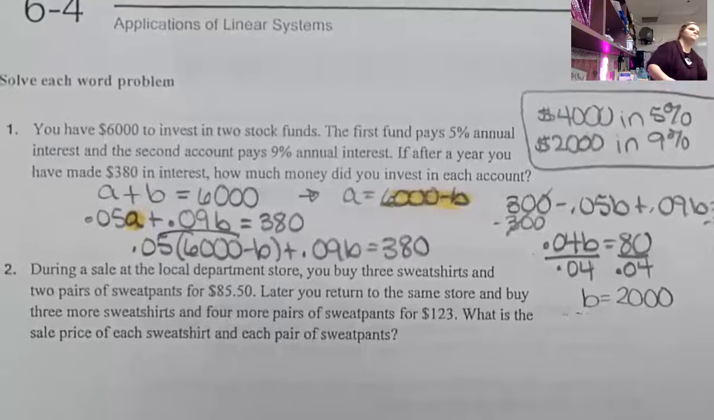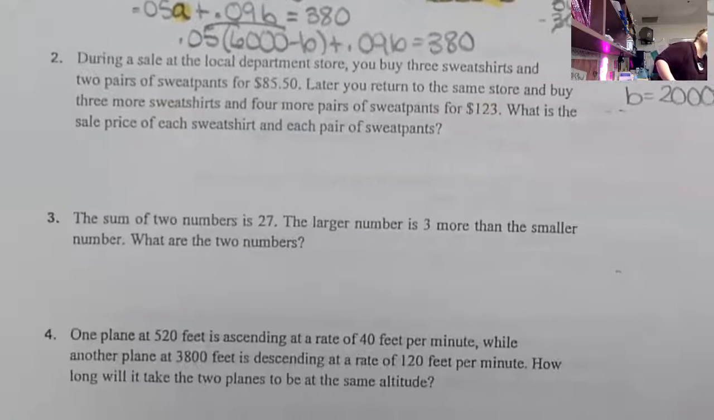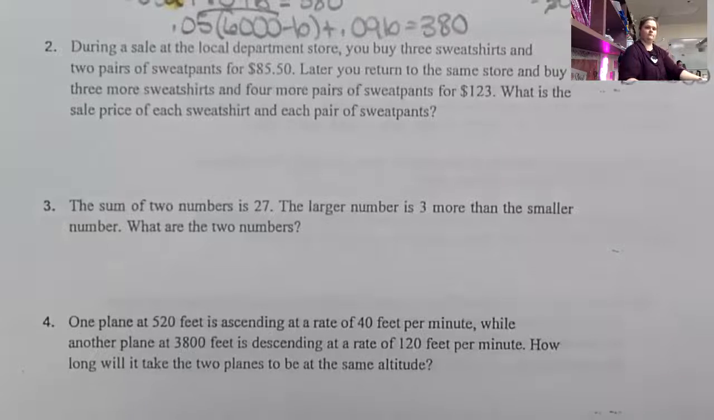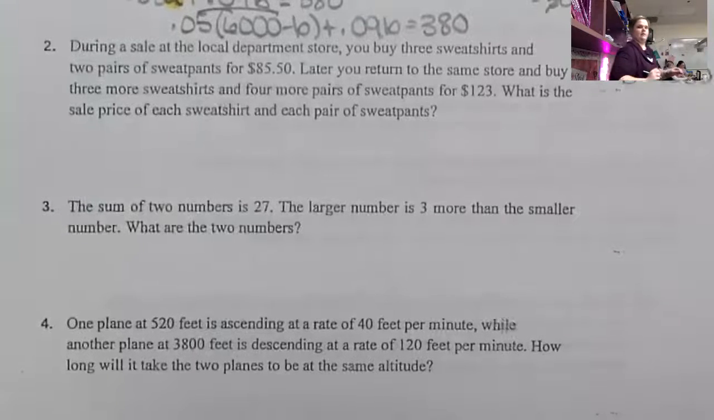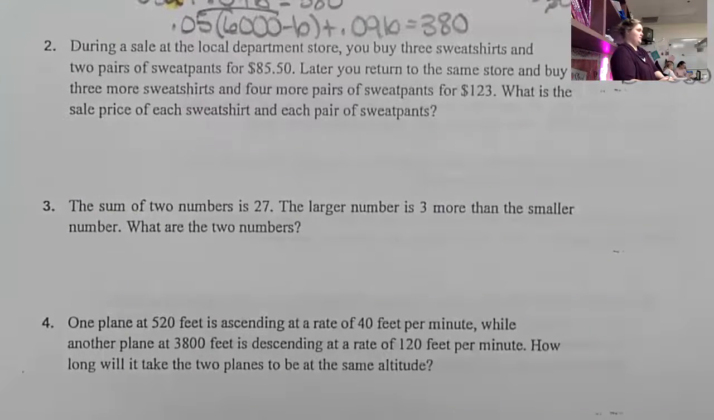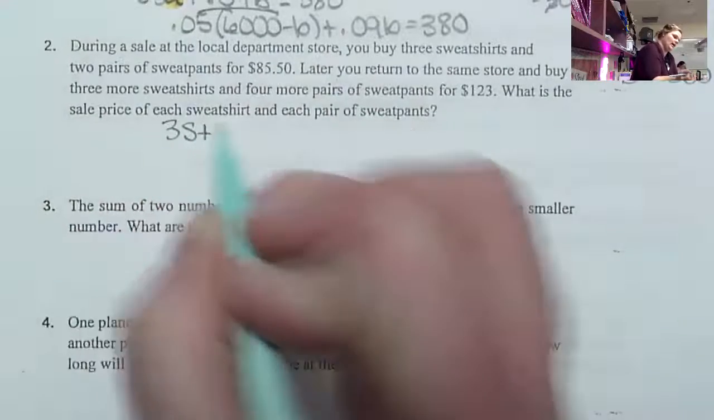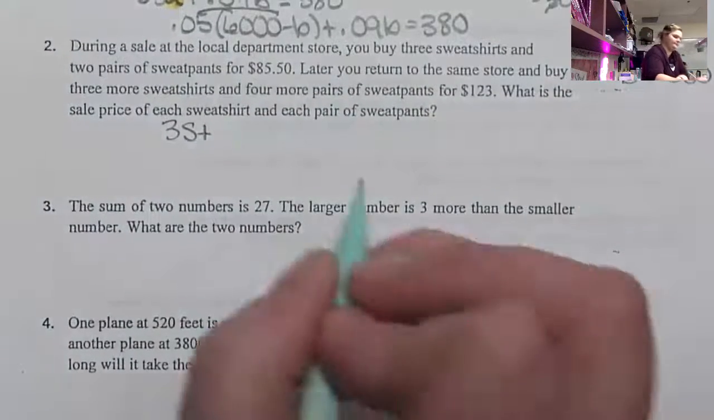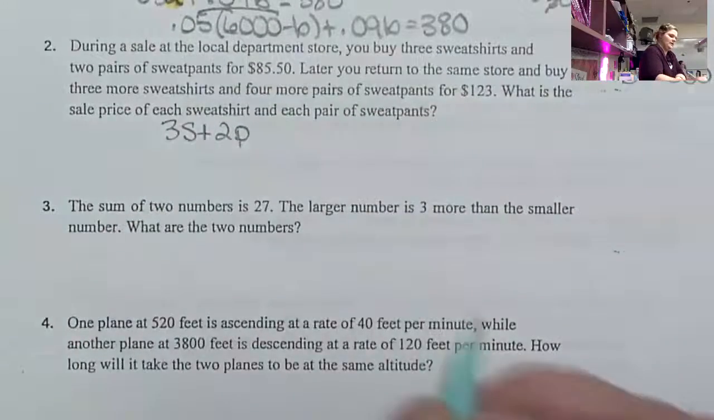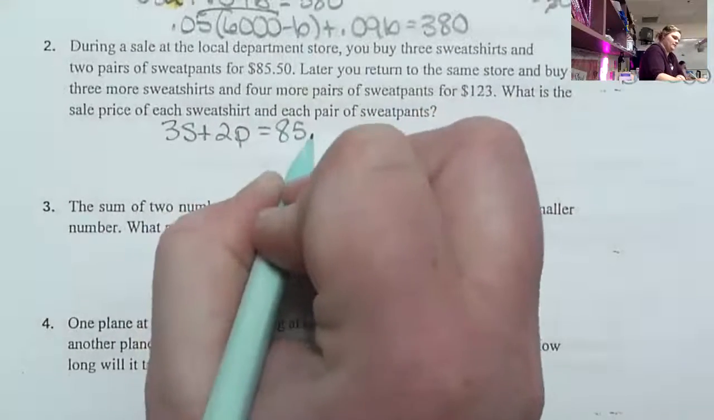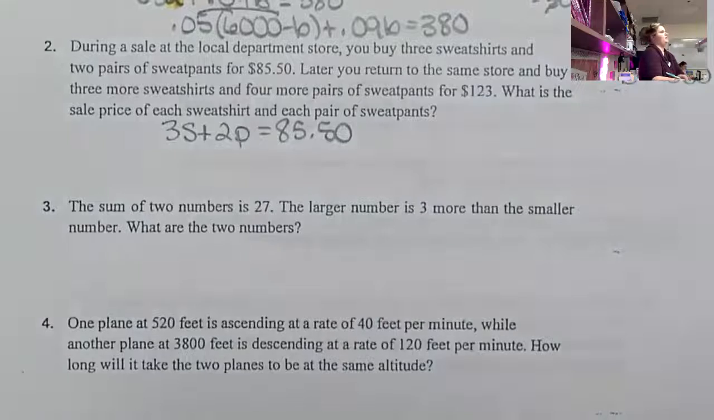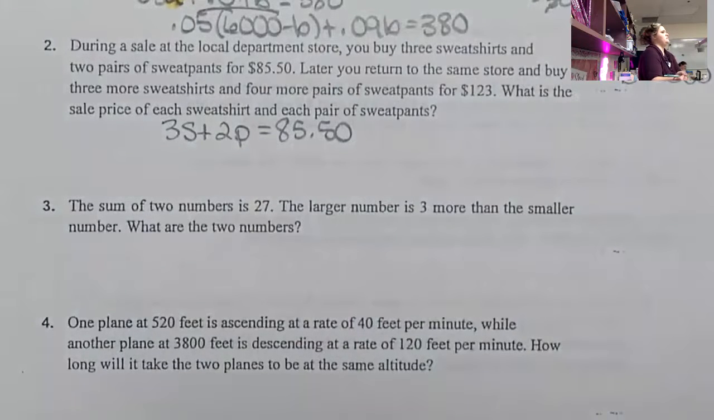Okay, let's take a look at number 2. During a sale at a local department store, you buy 3 sweatshirts. So we're gonna call that 3 what? 3S. 3S, good. And 2 pairs of sweatpants, so 2 what? 2P for pants, good. And that cost me $85.50. Okay, pretty straightforward there, right? You should be able to do that one on your own. Okay, now you read the next sentence.